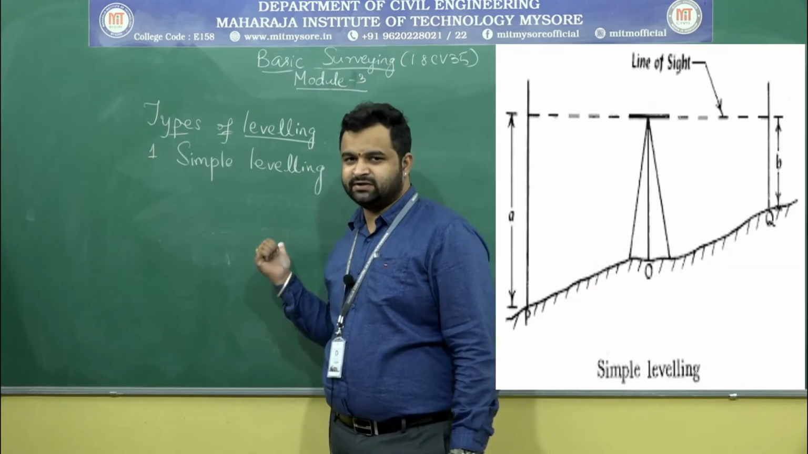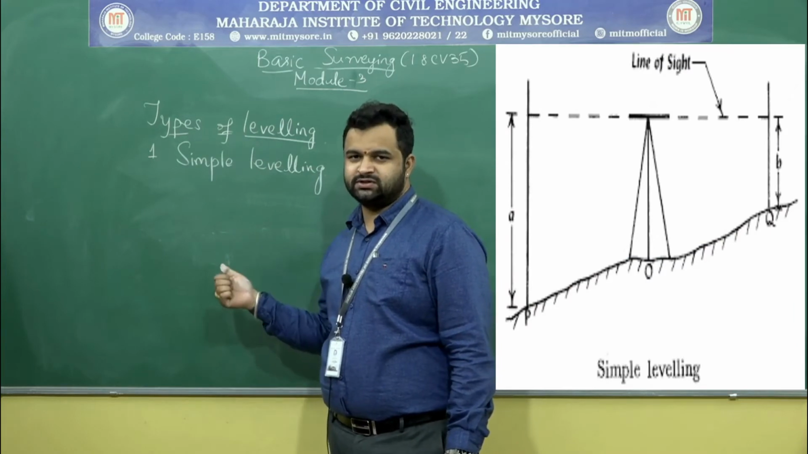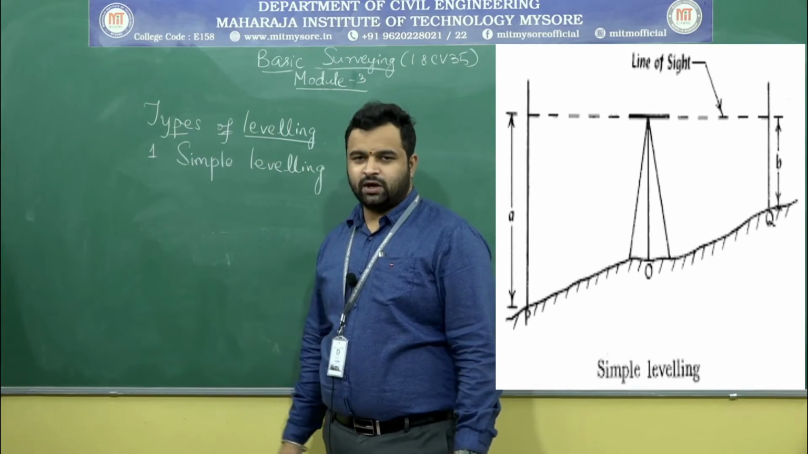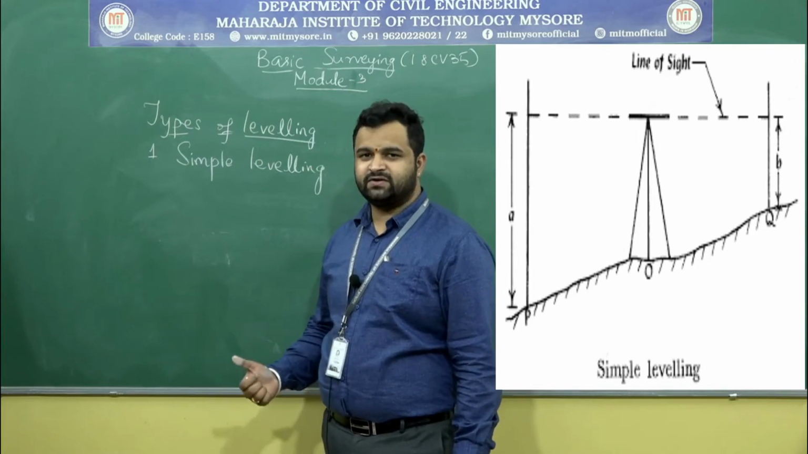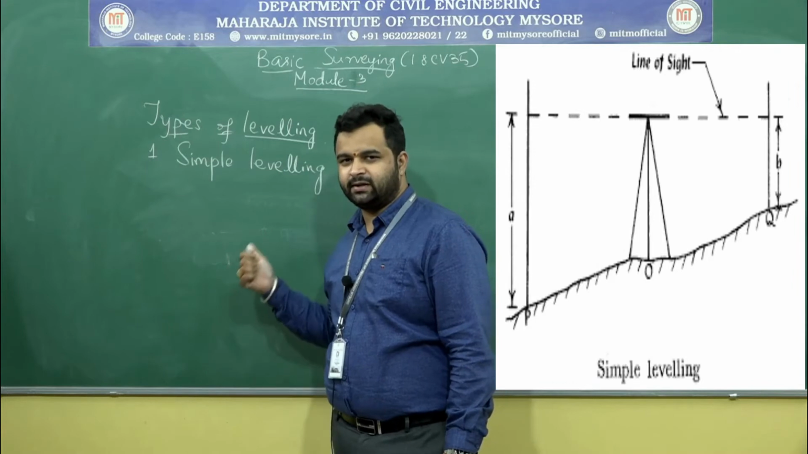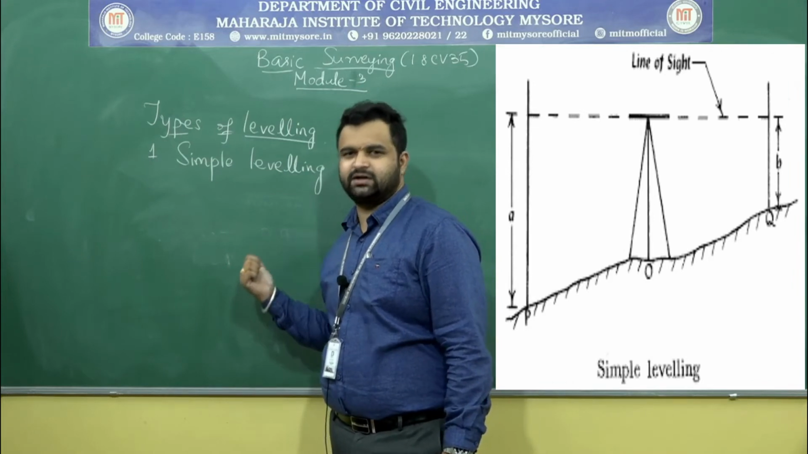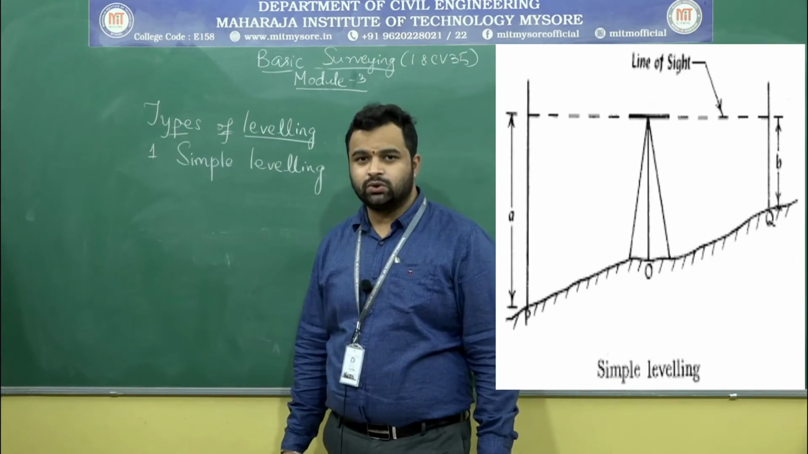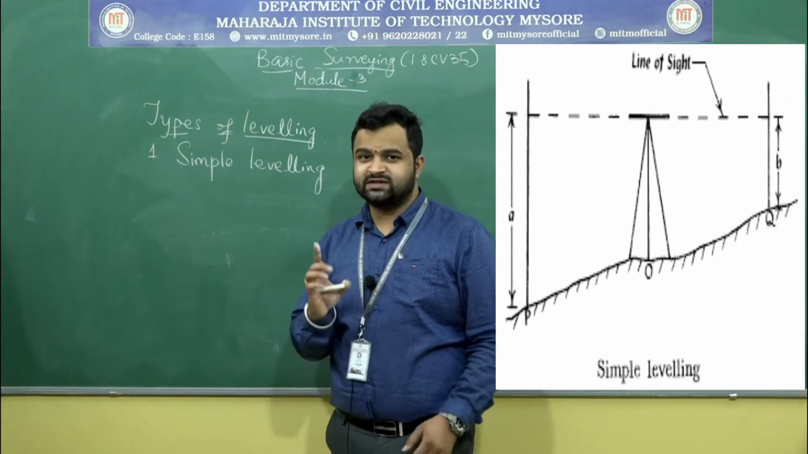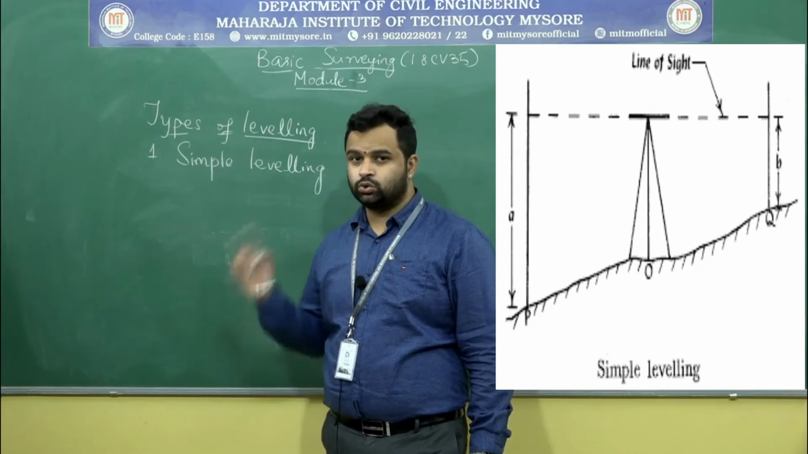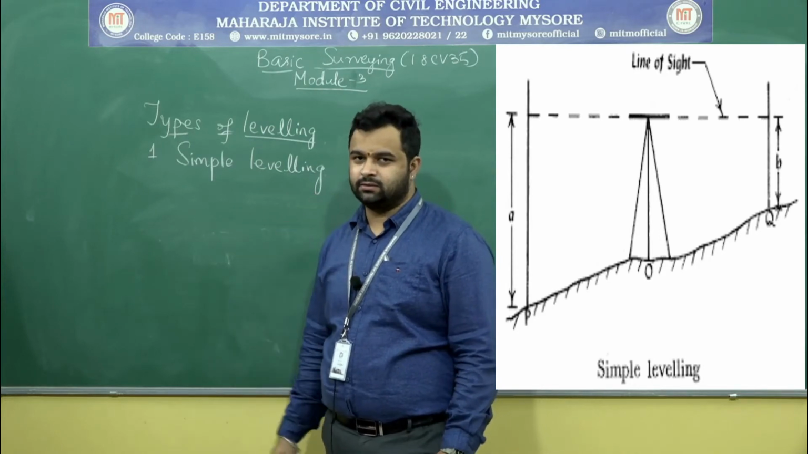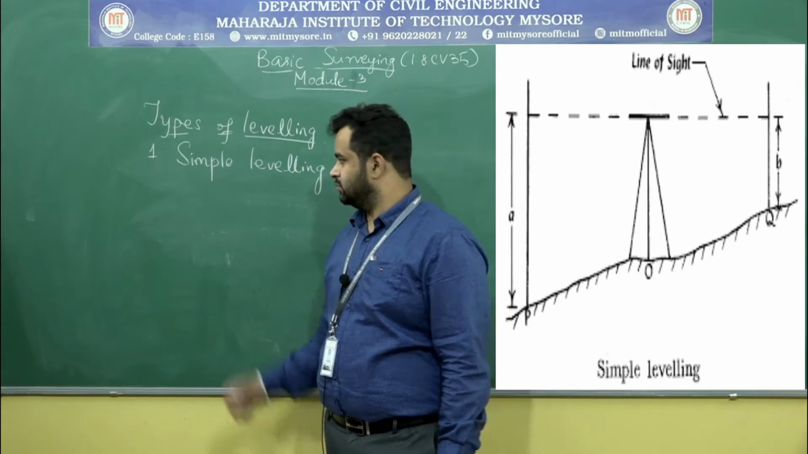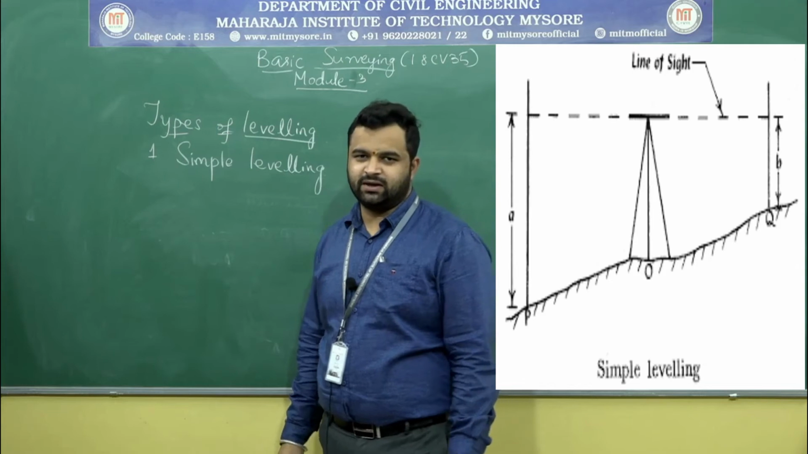As I had shown in the previous case, I had taken 2 points, that is benchmark and point A, and if you need to determine the difference in elevation between the point A and the benchmark in the previous example considered, that difference in elevation is obtained by simple leveling. The points are so near that with one setting of the level, the readings on 2 points can be obtained, right? That is what I had done earlier. Okay. So, that case is nothing but simple leveling.